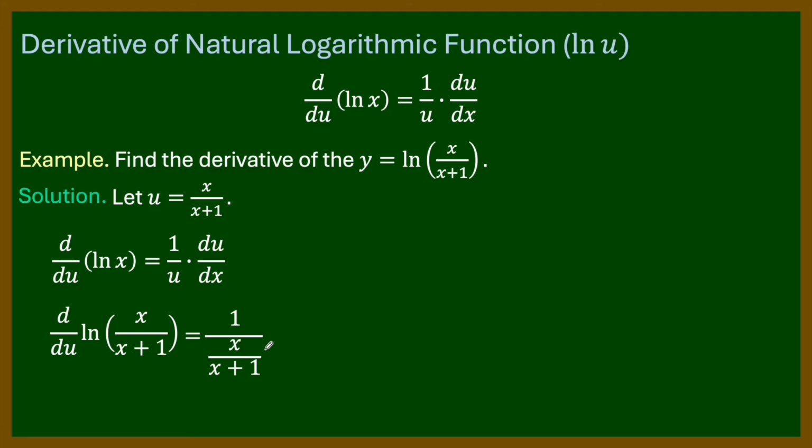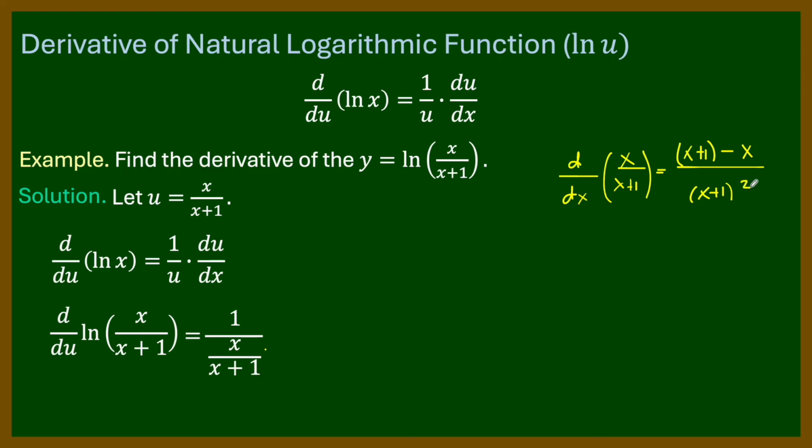Here, let us apply the quotient rule. What is the derivative of this, guys? Let's check. Denominator times the derivative of the numerator, which is 1, minus numerator times the derivative of the denominator, which is also 1, all over the denominator squared.